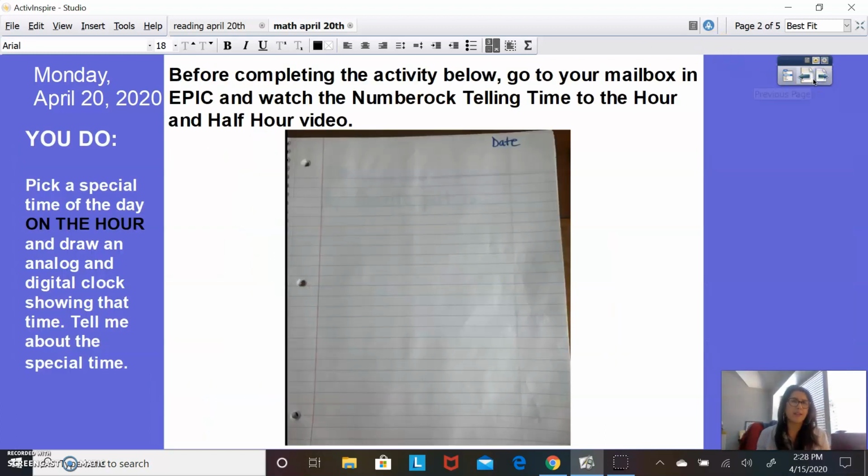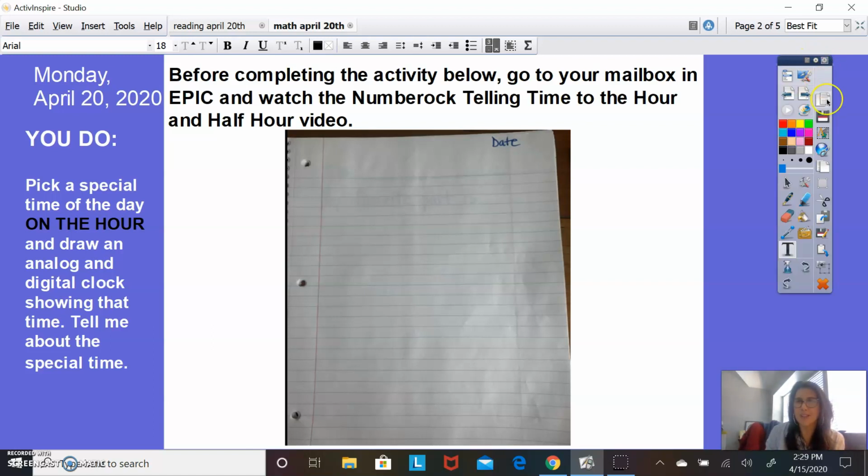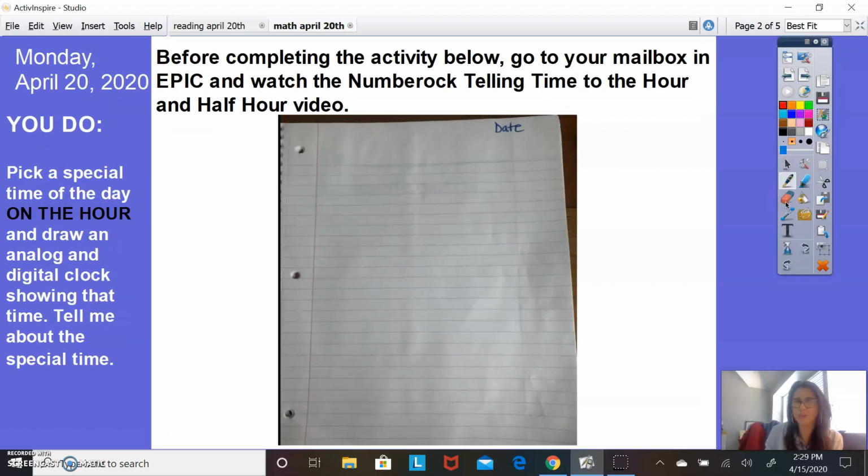Pick a special time of the day, and it could be AM or it could be PM. So once you decide what time of the day on the hour, I want you to draw an analog and digital clock showing that time. And then you're going to tell me about that time. So I'm going to try and use the little drawing tool here. It's a little hard, but I'll show you. So you'll come up here, make sure you write your date, and then I'm going to draw an analog clock. Now, this little tool is kind of hard to use, so my analog clock might not be very good.